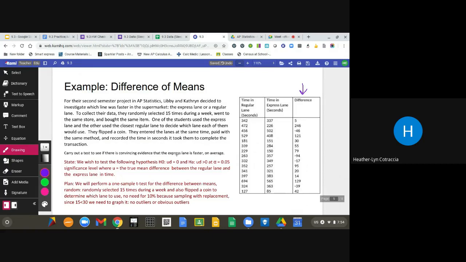So the trickiest part here is writing your hypothesis. So the first one is easy. When you go to write your null, we write this one as mu sub d because it's the difference in the means. And if there's no difference between the 2 times, then their differences should be 0, right? If it's the same time in the regular as in the express, then their differences should be 0. The tricky part is figuring out what your alternative is. So it's still mu sub d because those symbols don't change. Oh, shouldn't have wrote an equal sign there. Sorry about that.